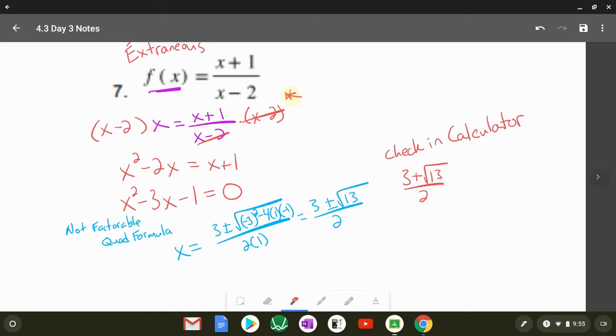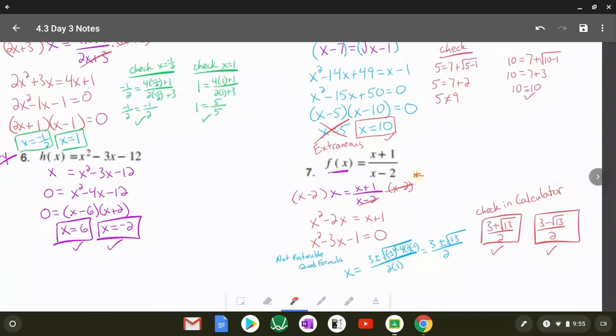Okay, and then when you do that, you're going to notice it does work. You get the same output, and then you're going to also have to plug in 3 minus root 13 over 2, and you'll notice that again, your output does match that input value. So therefore, those are the two fixed points, and that is how you find a fixed point on a function.